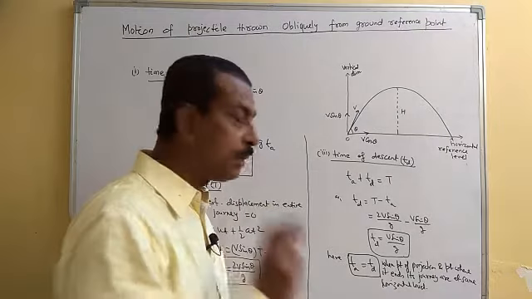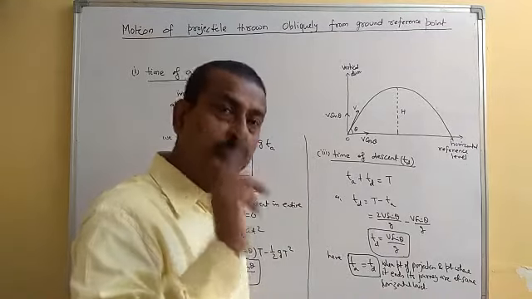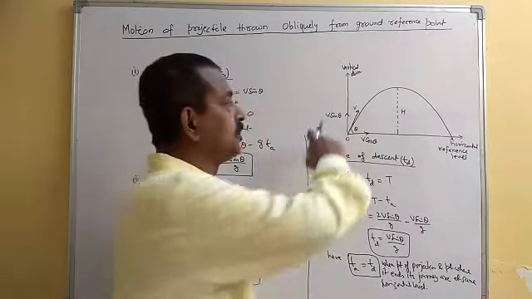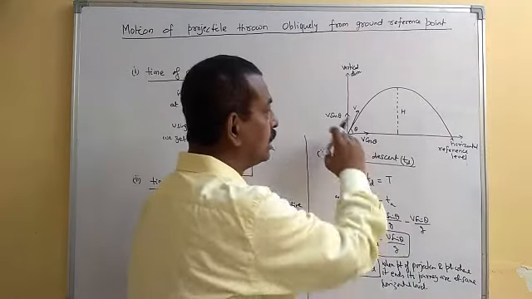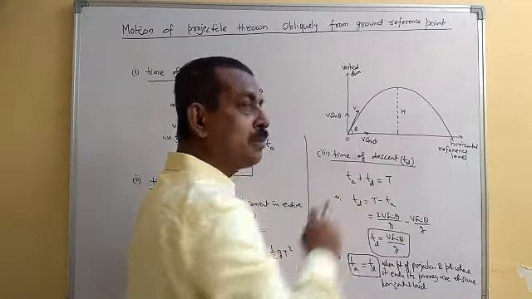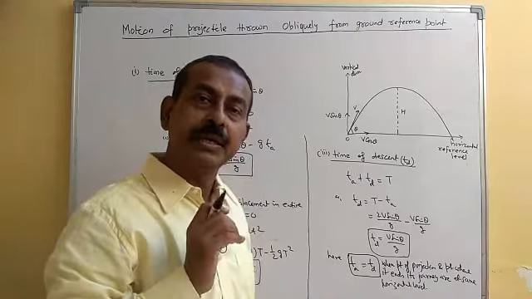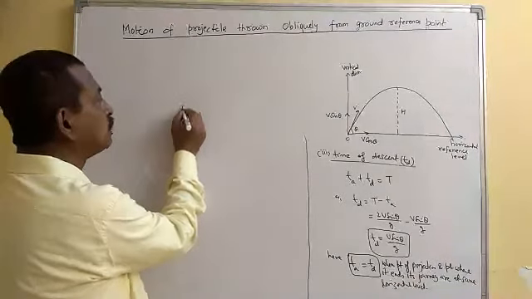So remember, time of ascent and time of descent are equal only when the point of projection and the point where it ends its journey both are at the same horizontal level. If the two are lying in the same horizontal level, then only the time of ascent and time of descent will be equal. Let's take a case when the body is projected from a certain height.